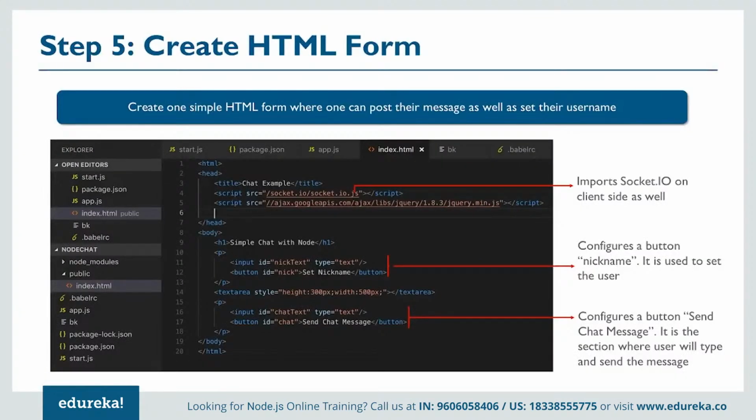Now in the public directory we will create a simple index.html. This will be user facing. We'll import the socket.io client side library, so we can directly use it from the socket.io website. Also we will use jQuery for basic stuff, the usual stuff, setting values and events. We'll configure a nickname button used to set the user. For now we are putting a simple text box and a button that will set the nickname, like the username, who is chatting, and a chat box and a button to send the chat message. Let's do that.